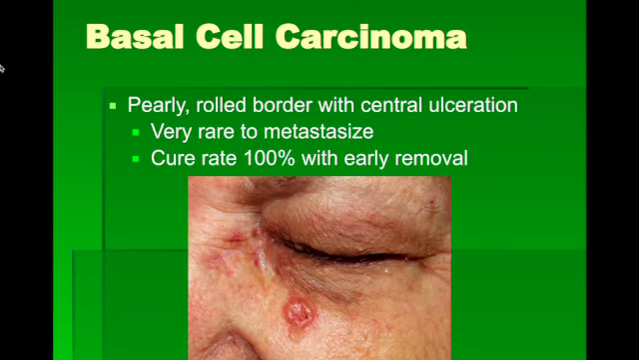For basal cell carcinoma, the pearly rolled border, often with a central ulceration, can often be confused for squamous cell carcinoma. They can look similar. And it's very rare that these metastasize, but they can get very large and have local damaging effects. But the cure rate is basically 100% if you remove it early.